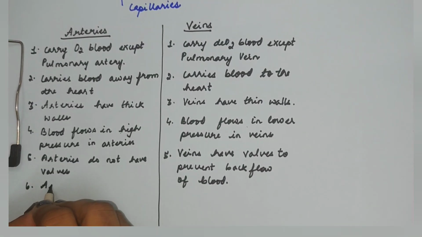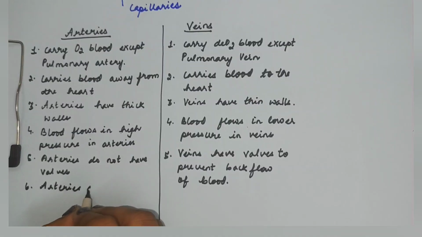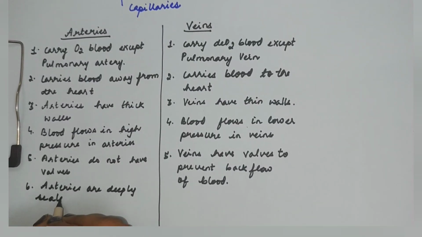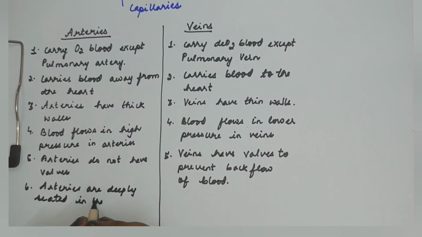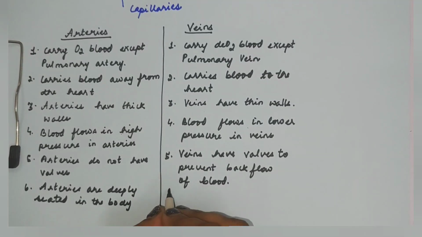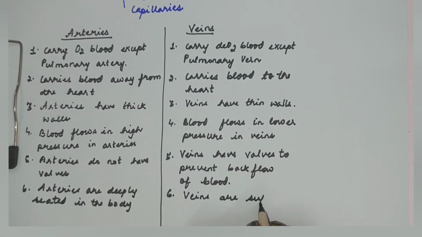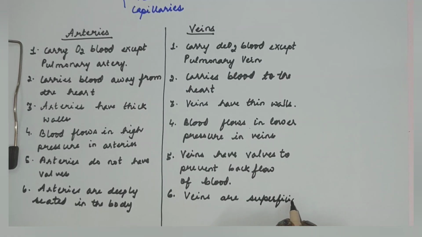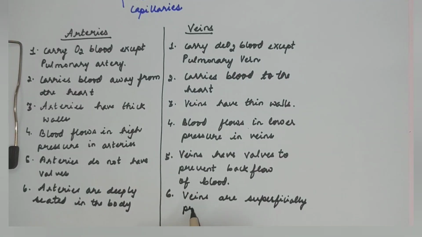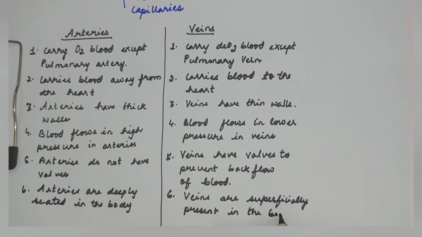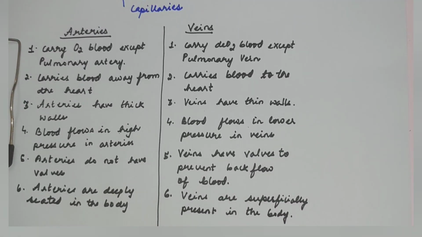Another major difference between the arteries and the veins is that the arteries are deeply seated inside the body, whereas the veins are superficially present in our body, which means that when we see our hand or our leg, the blood vessels which are visible from the outside, they are the veins, whereas the arteries are present deep inside our body.